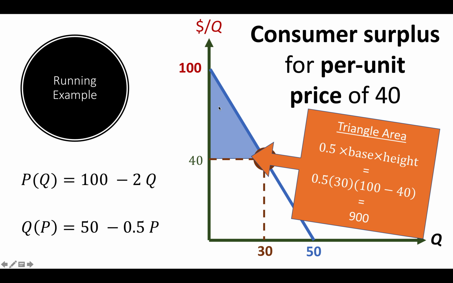The area of this triangle has 100 minus 40 on this leg, and 30 on this leg. So it has the quantity demanded on one leg, and the difference between the choke price and the price paid on the other leg. The area is 0.5 times one leg times the other leg. So 0.5 times 30 times 60 is equal to 900. That's just the formula for the area of a triangle, and that's how we get the consumer surplus.